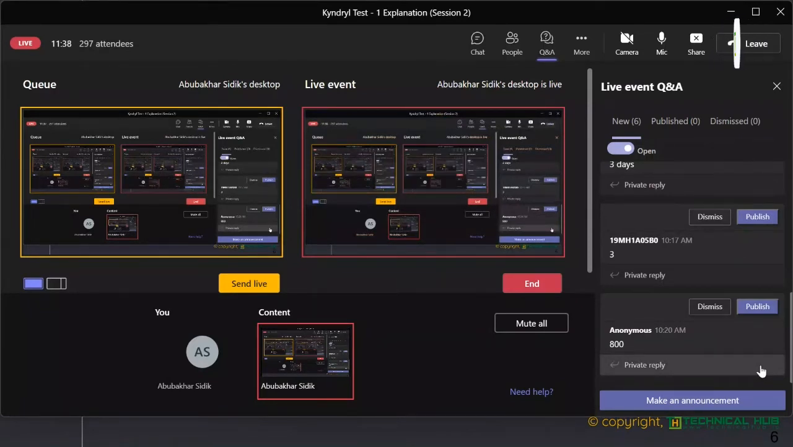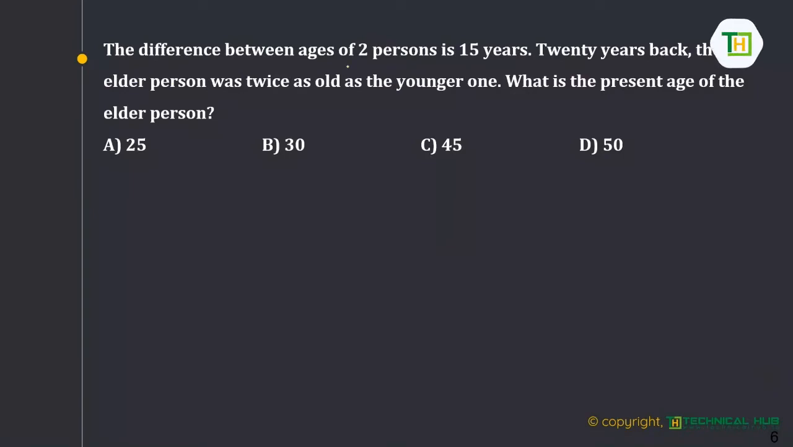Okay. See, the difference between the ages of two persons is 15 years. This question is related to the ages topic. The difference between the ages of two persons is 15 years. 20 years back, the elder person was twice as old as the younger one. So what is the present age of the elder person?